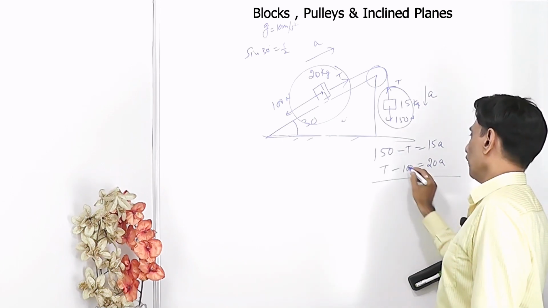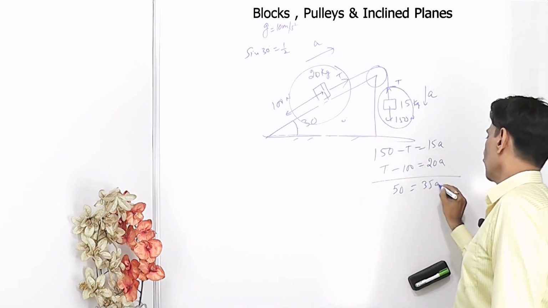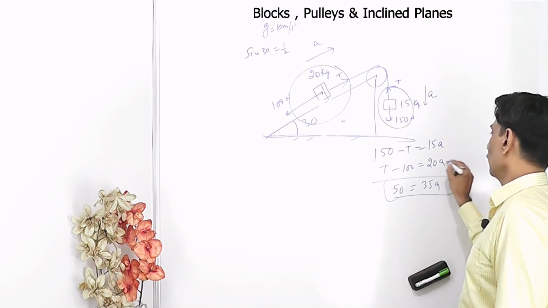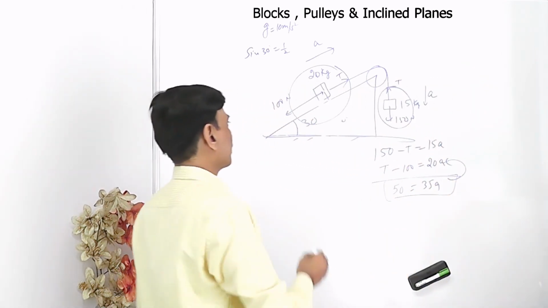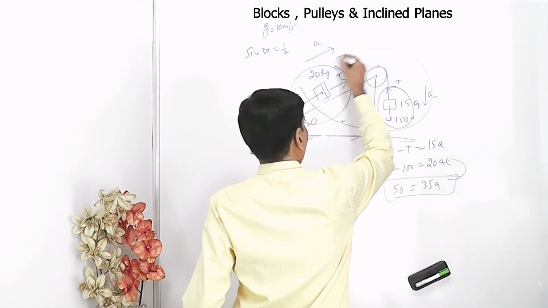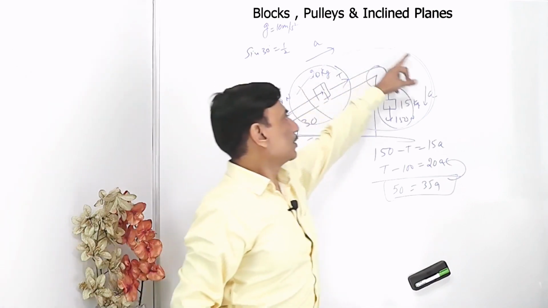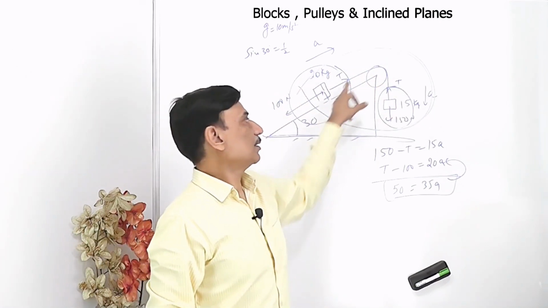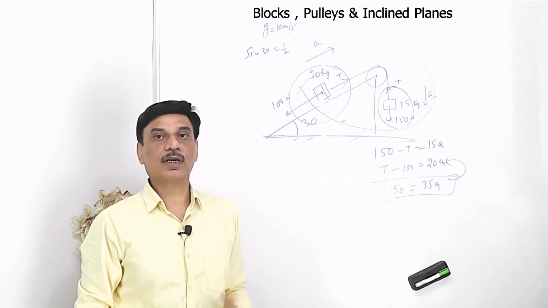You can add this: 150 minus 100 is 50 Newton. Minus T and plus T will get cancelled, is equal to 35 into A, and you can put the value over here to get the value of tension. Otherwise, what you could have done is take these two blocks as a single free body. Now this circle has not cut the string, so this tension becomes an internal force.